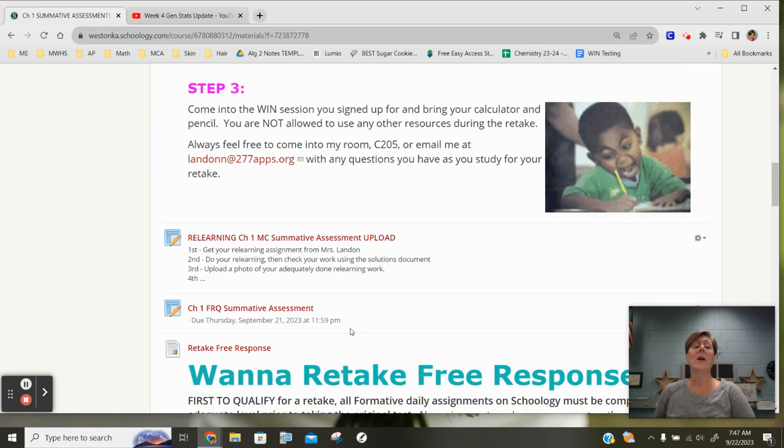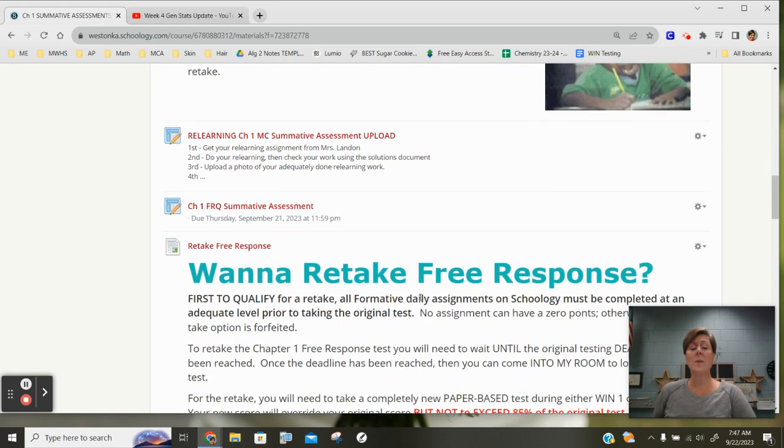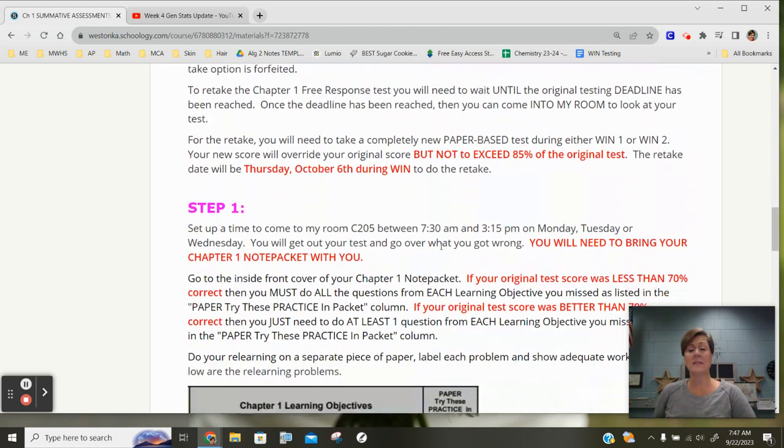Okay, now after that, you're going to be doing the retake during the WIN sessions. So this coming WIN is the only time you can retake. You would want to sign up for one of the WIN sessions and come and do your retake during WIN for the multiple choice.